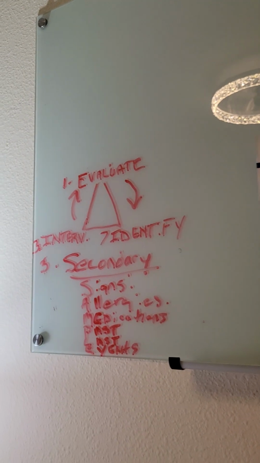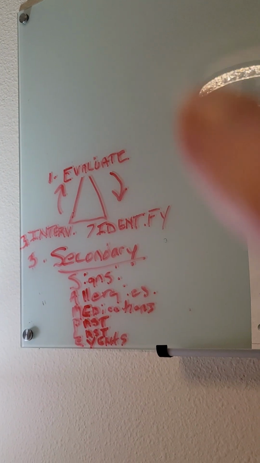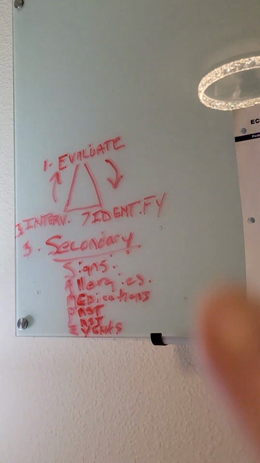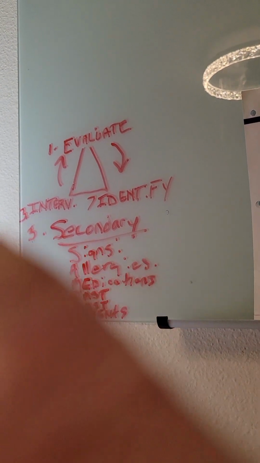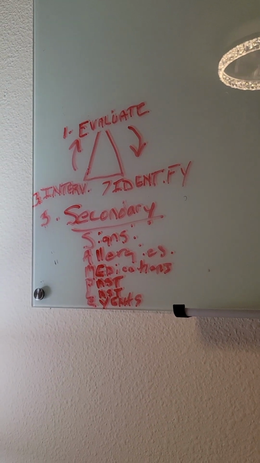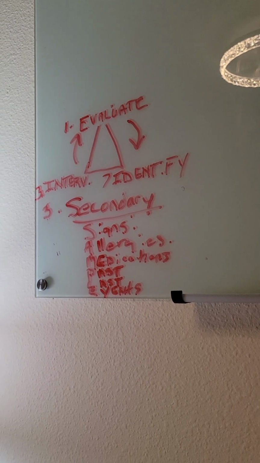That is why it is so important to remember: evaluate, identify, intervene, evaluate, identify, intervene. It's a constant. We are constantly evaluating, identifying, and intervening. Constantly. Every time we do something.